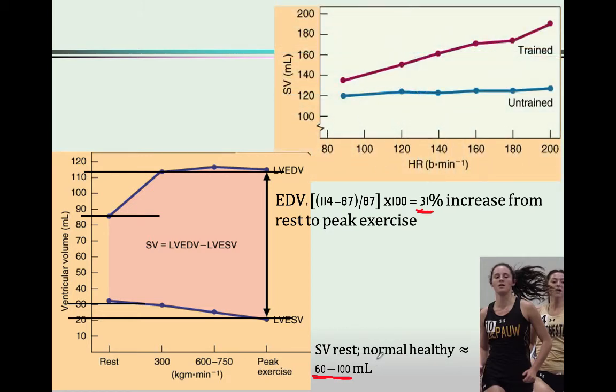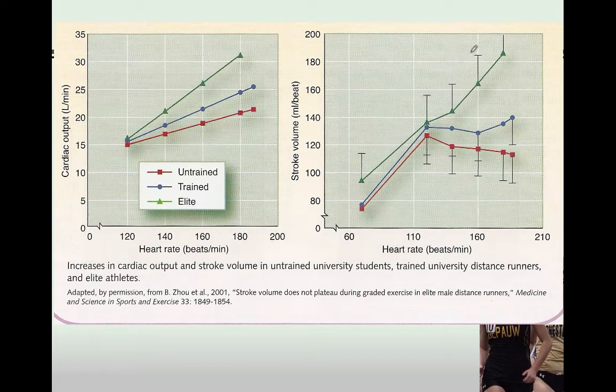And then here you can see some data comparing untrained to elite athletes. These guys aren't just trained, they're actually elite. And so now look at these stroke volumes. These stroke volumes are incredibly high, in excess of 180 milliliters per beat. What they've ignored here is that increase from rest up to maximum stroke volume. So 120 isn't a bad stroke volume. That's pretty good for a college student, but it's nowhere near what it would be for a highly trained person.